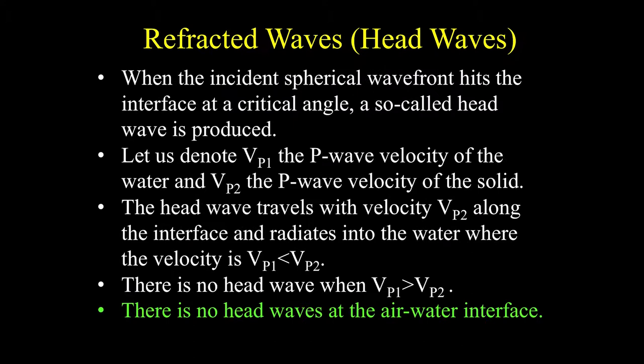When the incident spherical wavefront hits the interface at a critical angle, a so-called head wave is produced. Let us denote VP1 the P wave velocity of the water, and VP2 the P wave velocity of the solid. The head wave travels with velocity VP2 along the interface and radiates into the water, where the velocity VP1 is less than VP2. There is no head wave when VP1 is greater than VP2. There are no head waves at the air-water interface.